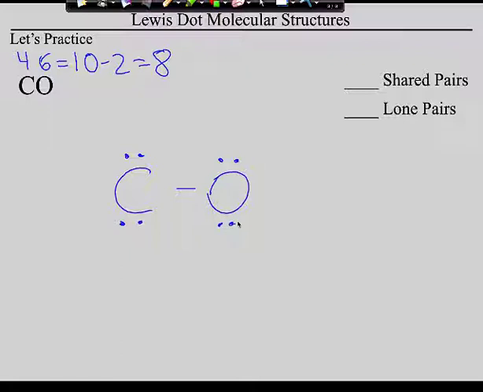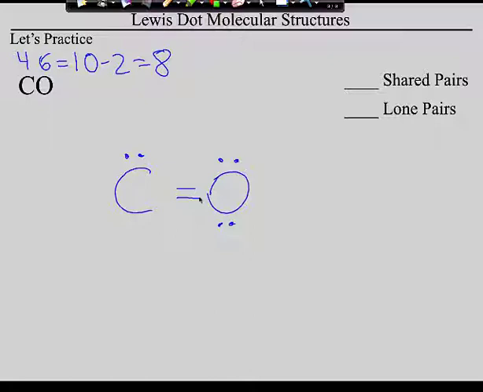So now we've got all the electrons on the board. Now, we've got to check octets. Is this carbon happy? It's only got 6. Is the oxygen happy? It's only got 6. So let's start to take care of that. So we're going to come along, we're going to take off 2 of these electrons and move them into the middle.